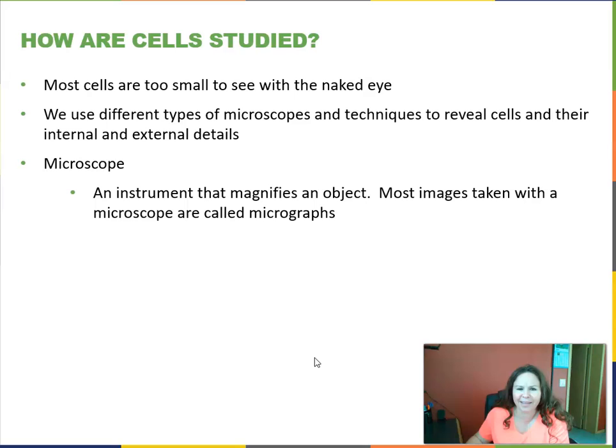How are cells studied? After all, cells are really small and you can't really see them with the naked eye, so we need some help. Luckily, there have been scientists and persons in the past who have developed a way to put lenses together and lights to be able to see the unseen, and those are microscopes. Those are instruments that magnify an object, and images taken with a microscope are called micrographs.